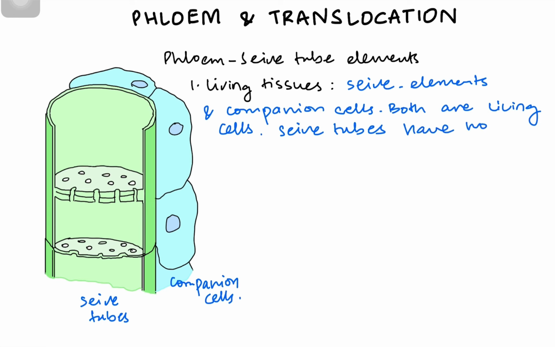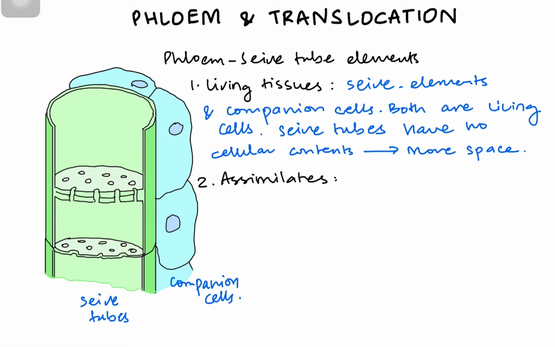Sieve tubes have no cellular contents. It means they are hollow from the inside to have more space for the transportation of sugar molecules, or you can use the word assimilates. Let me write that. The word assimilates here means all those food molecules which are required by the plant cell.